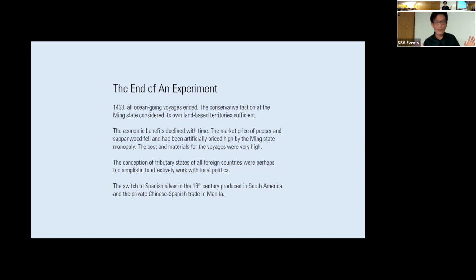So that really is probably multiple reasons why these armadas never continued, and China never had a navy for a long time, until probably the 20th century, again, when they were forced to have one.